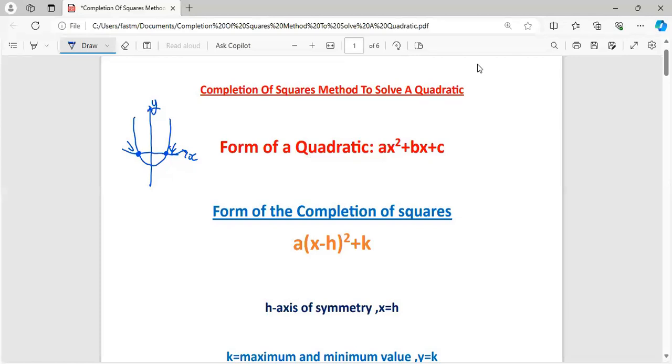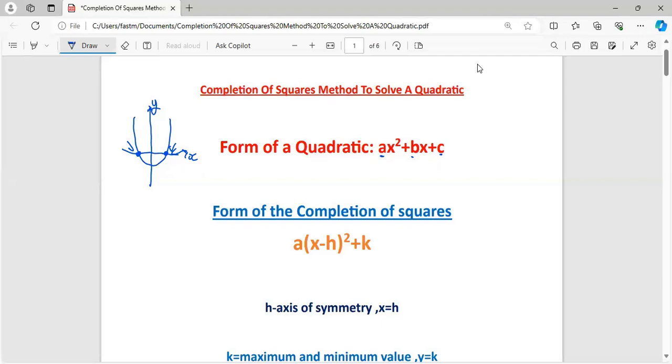So the form of a quadratic, by just looking at it, is where the highest power of x is 2. If it had an x to the power 3, then it wouldn't be a quadratic. It would be a cubic, and so on, right? In a quadratic, the form is ax squared plus bx plus c. You need to pay attention to a, b, and c, because you need to use those in the completing the square method.